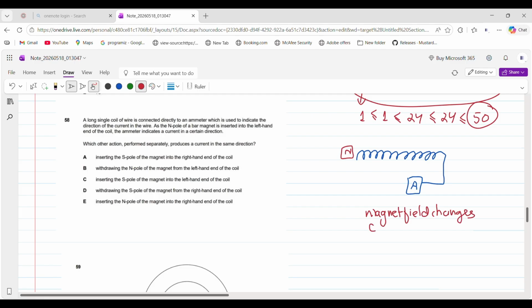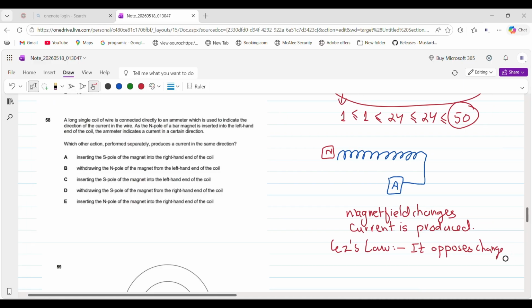Magnetic field changes and current is produced. Electrons start flowing, which means current is produced, right? And according to Lenz's law, it basically opposes changes. It does not allow any change to occur, right?